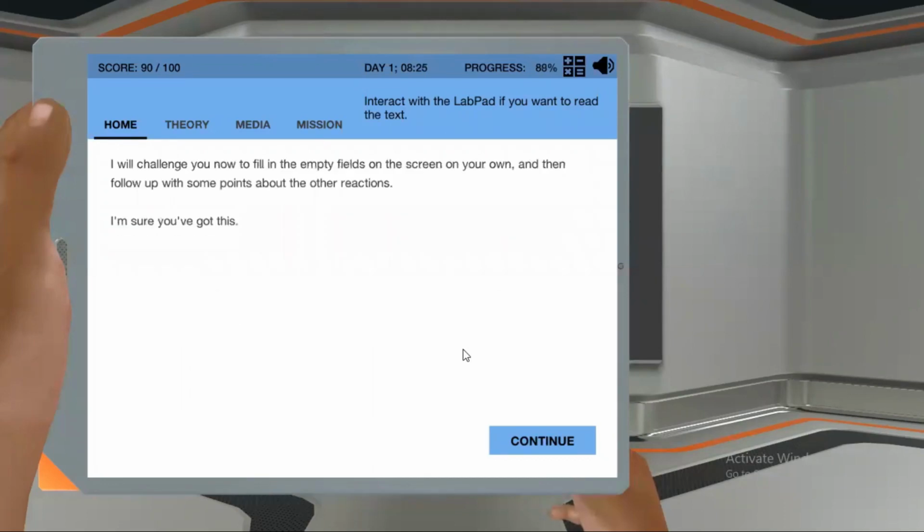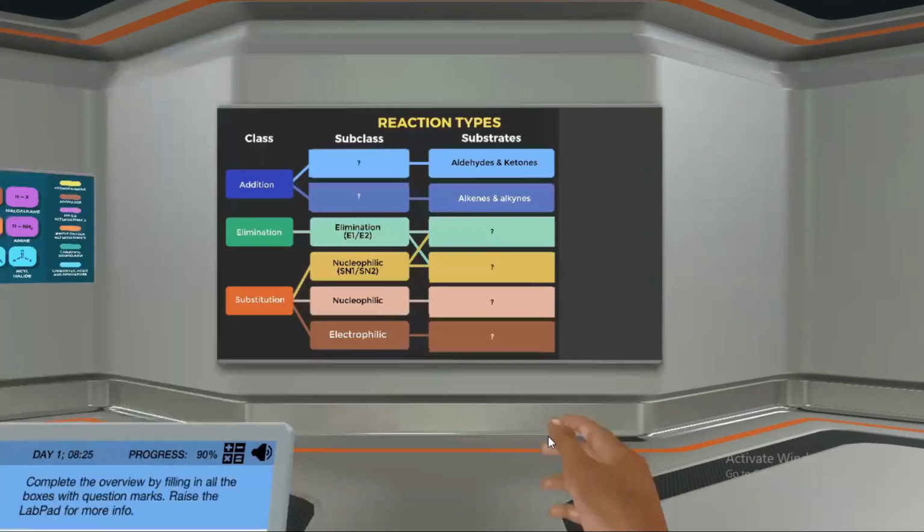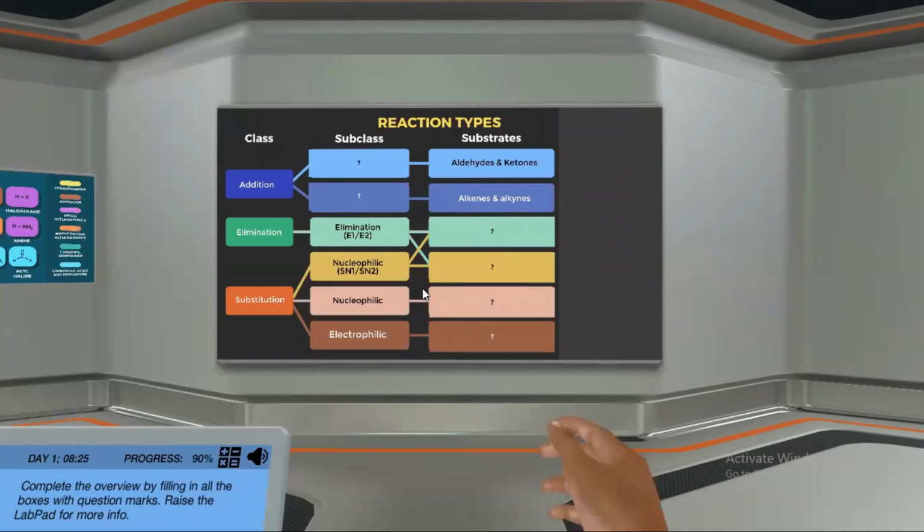I will challenge you now to fill in the empty fields on the screen on your own, and then follow up with some points about the other reactions. I'm sure you've got this. Complete the overview by filling in all the boxes with question marks.